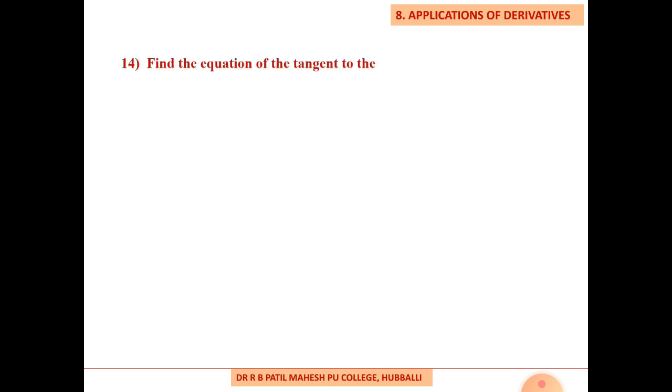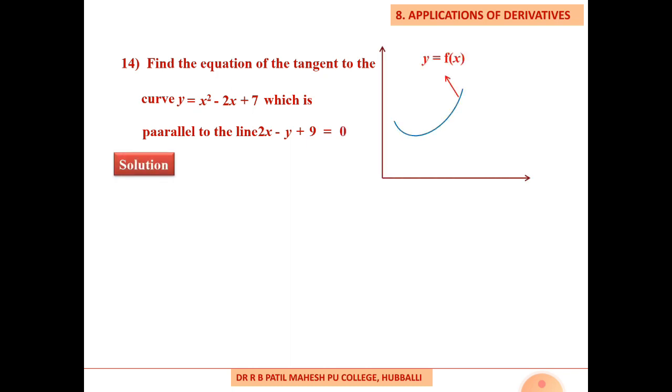Example number 14. Find the equation of the tangent to the curve y equal to x square minus 2x plus 7, which is parallel to the line 2x minus y plus 9 equal to 0. So in this example, this is a given curve y equal to f of x, and here point P on the curve, that is P of x1 y1.